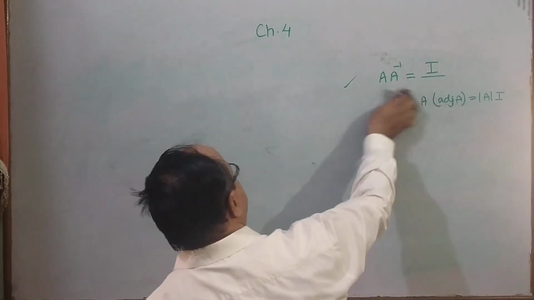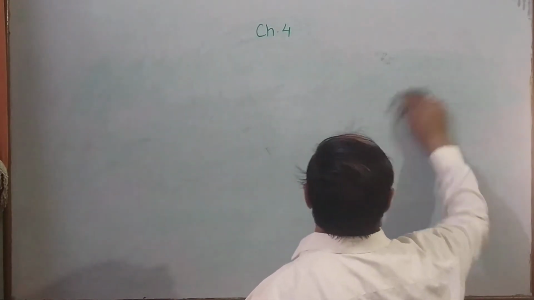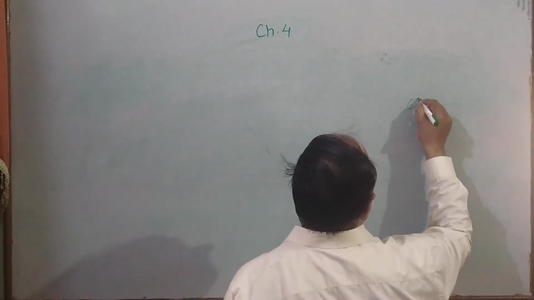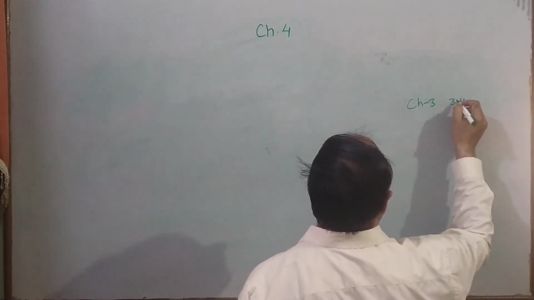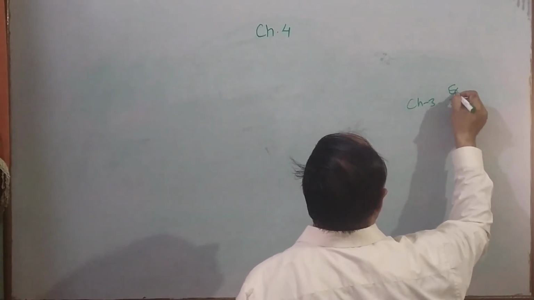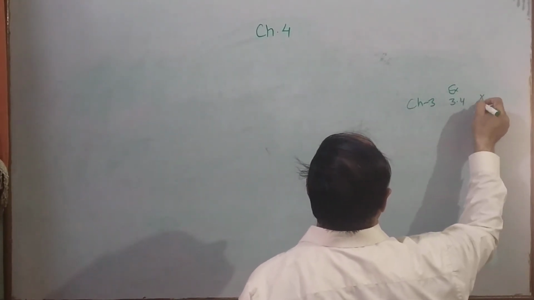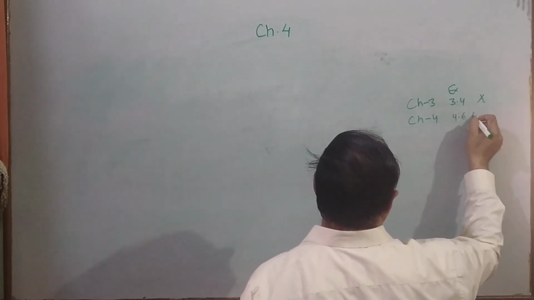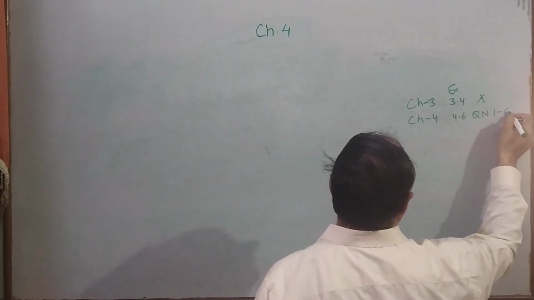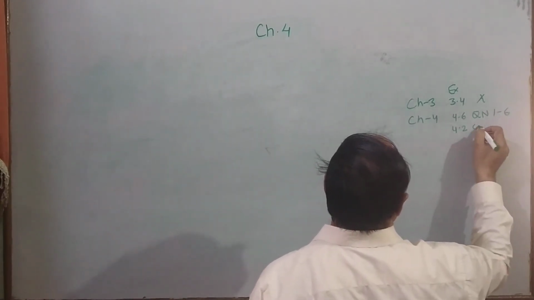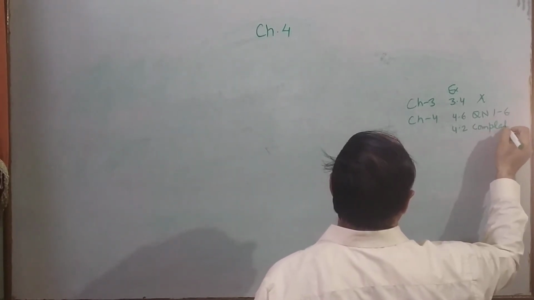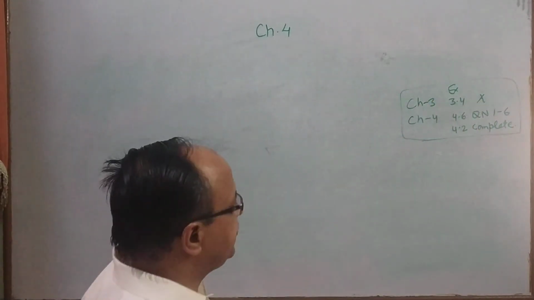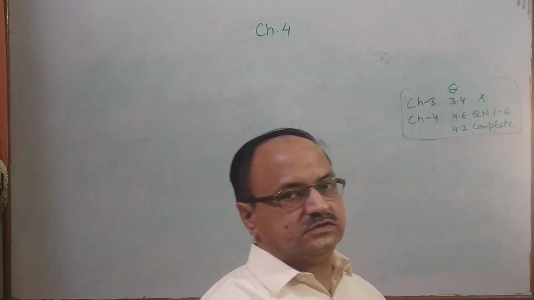In chapter 3, exercise 3.4 is deleted, and in chapter 4, exercise 4.6 question number 1 to 6 and 4.2 complete are deleted. This is the deleted portion of chapter number 3 and 4. Right?